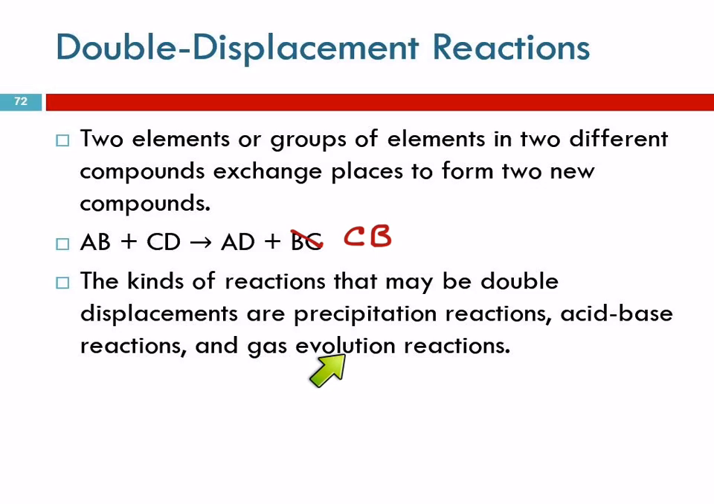And in a gas evolution reaction, what would happen is when we swap the partners, one of these was going to be either sulfurous acid, carbonic acid, or ammonium hydroxide, which would then fall apart into a gas and water. So precipitation reactions, acid-base reactions, gas evolution reactions, those are classifications based on what happens, and they all fall into the same category under classifying things by what atoms do.